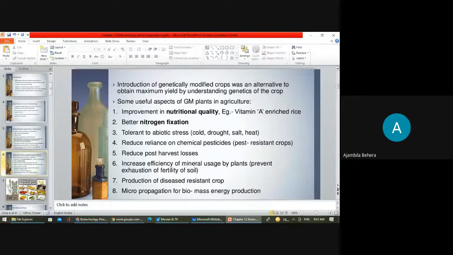Then reduce post harvest losses. As yesterday I was talking about the tomatoes. If you are purchasing tomatoes and keeping them at home without using a refrigerator, then for how long will they be fresh? Can we tell? The tomatoes that we purchase from the market and store at home, for how many days do they remain fresh without using the refrigerator?